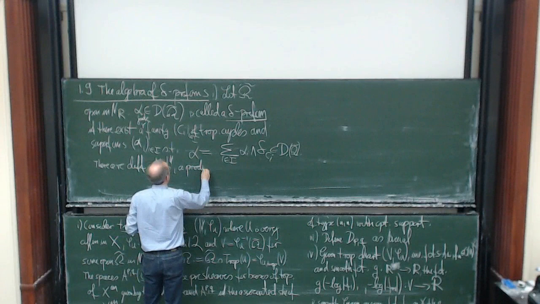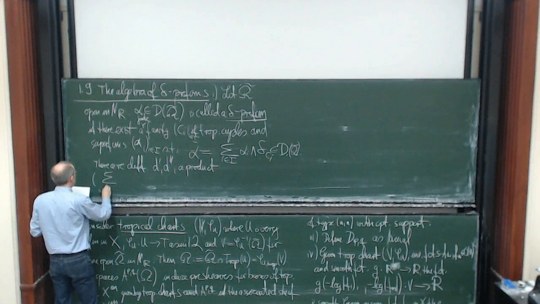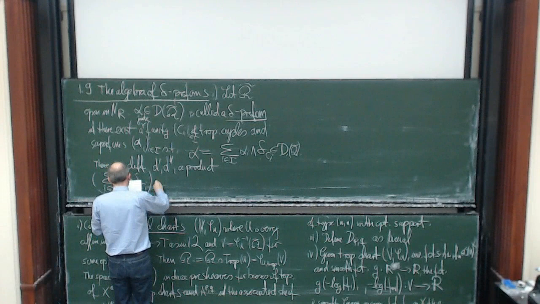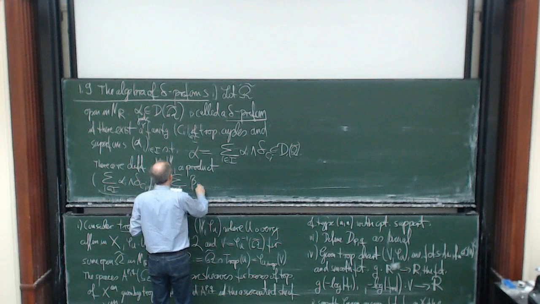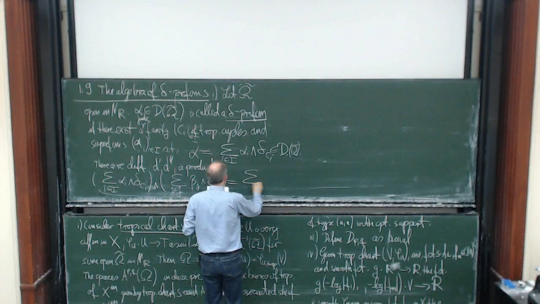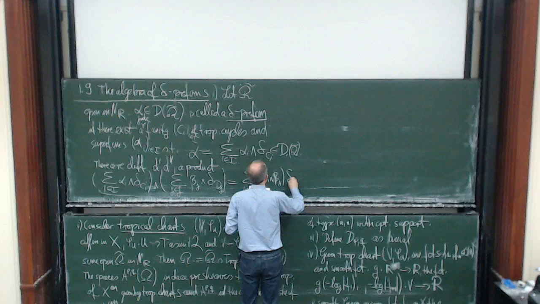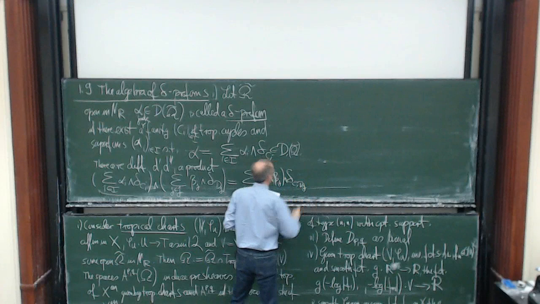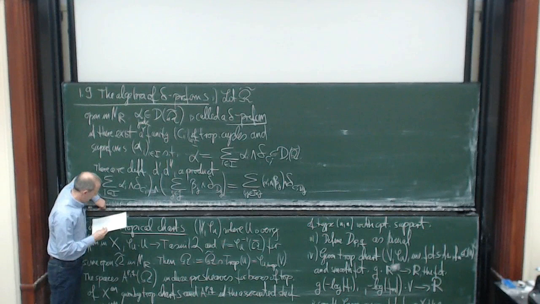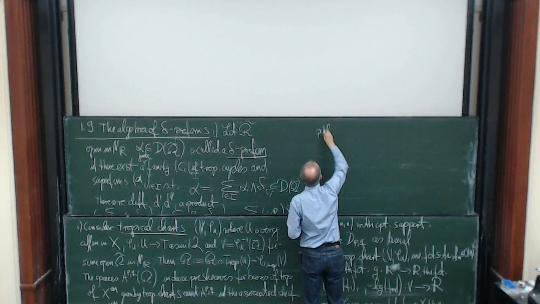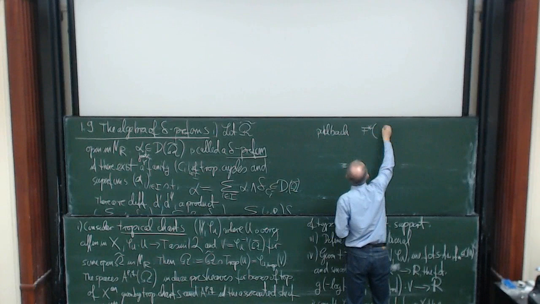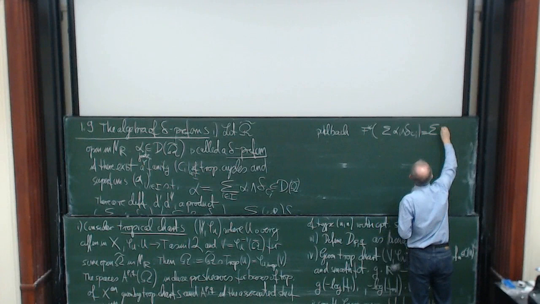Then there's a product. So you can multiply these currents, which usually you can't. So the sum over i in I, alpha_i wedge delta_{C_i}, multiplied with the sum over j in J, beta_j wedge delta_{D_j}. And this is by definition the sum over all i and j, where you have alpha_i wedge beta_j, and now you use that you have this intersection product for tropical cycles. And of course, there's also a pullback. So you have f*, the sum alpha_i wedge delta_{C_i}, is the sum of f*(alpha_i) wedge delta_{C_i}.